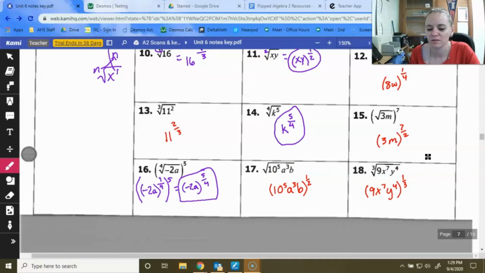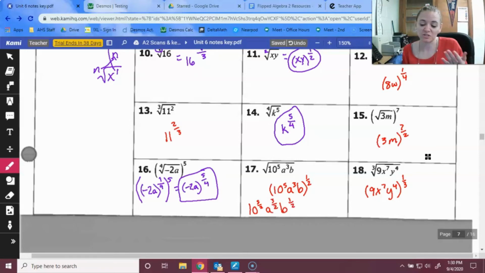Now with these, you technically could do more if you wanted to, depending on what the choices are, like if it's multiple choice, you can continue and distribute this 1/2 to everything and do like 10, it would become 5/2, and then this one would become a to the 3/2, b would be raised to the 1/2. So potentially you could have to do that, but I'll let you know in cases if I want you to do that, but this is fine as well.